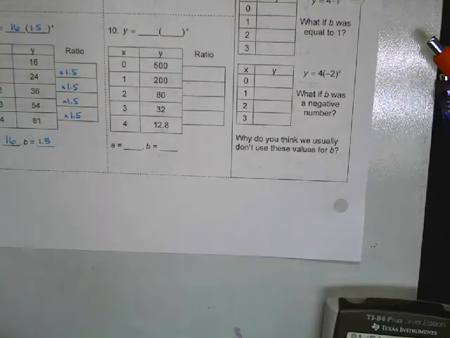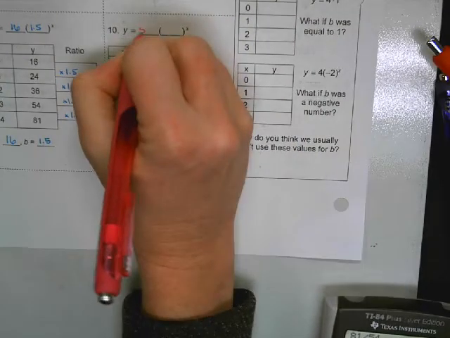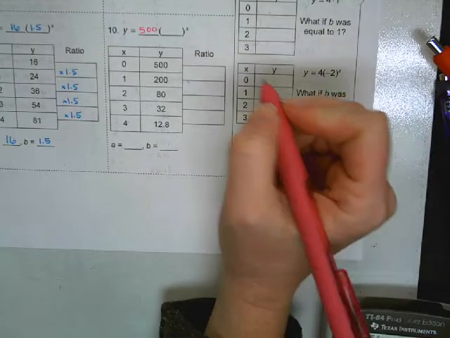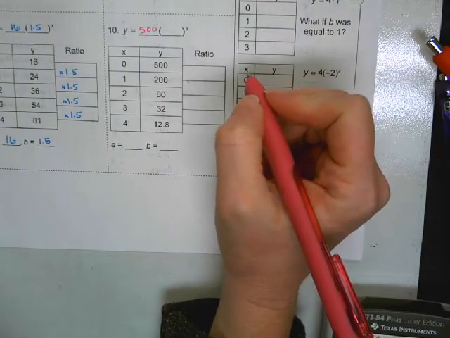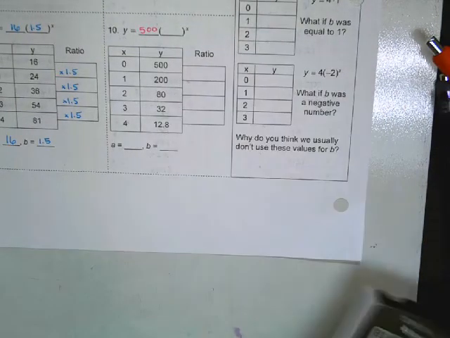What's your A value on number 10? 500. This time it is definitely going down, which means my number has to be a fraction or a decimal.